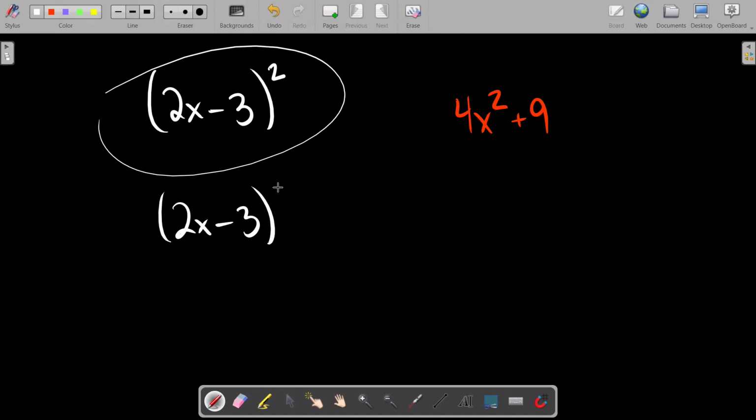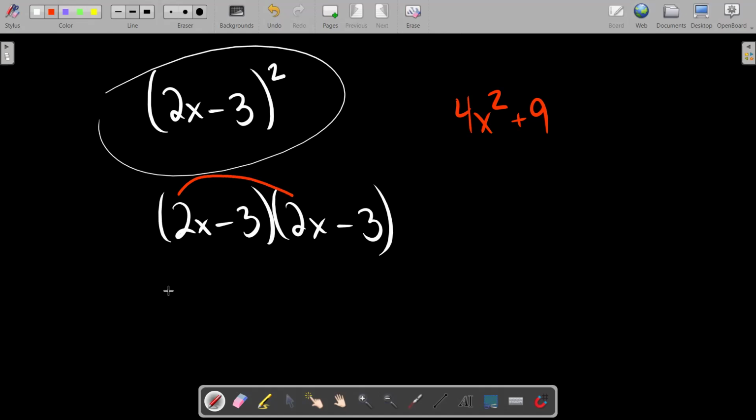2x minus 3 times itself. What was that? 4 seconds? And now you can't tell me that this is any different than what we did yesterday. Is it? It's just another math problem. Let's go ahead and go through the 4-step process. So here we go. What does that equal?